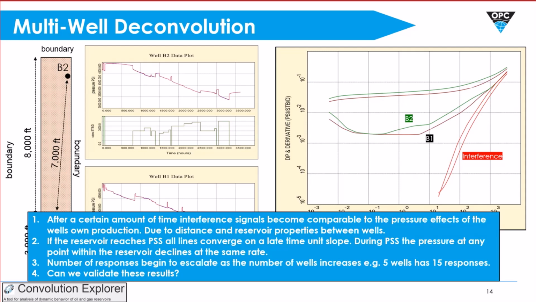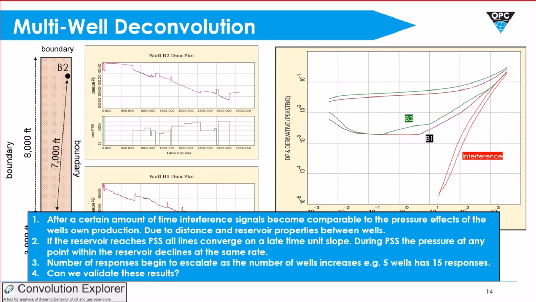Now, one thing in general about multi-well deconvolution is that the number of responses begin to escalate as the number of wells increases. So for example, if you have 5 wells, you end up having 15 of these lines. That's 5 self-responses and 10 interference responses. So it can become a tricky problem.